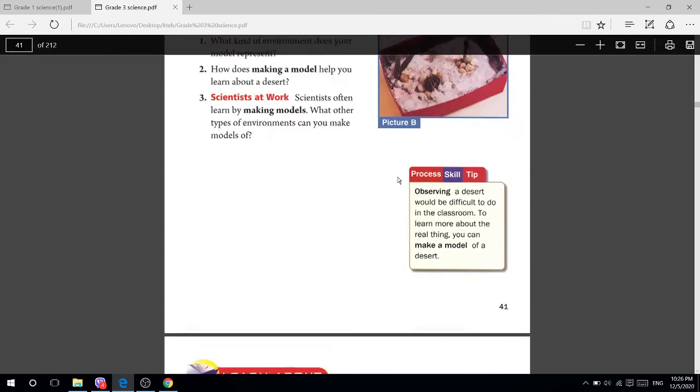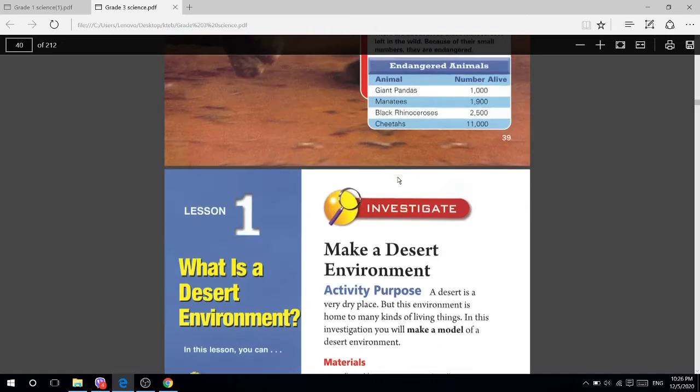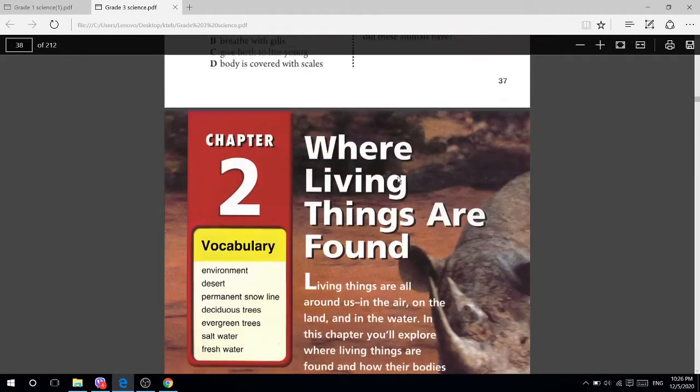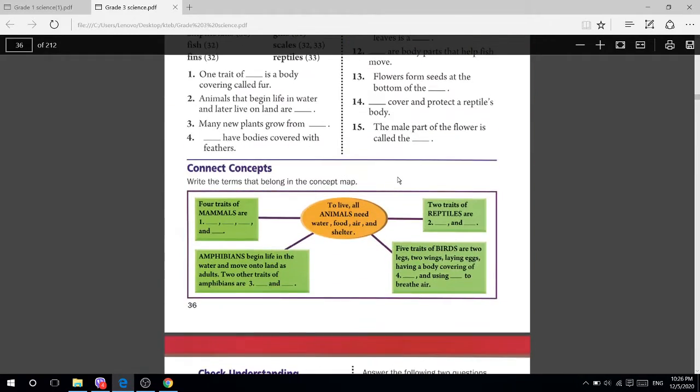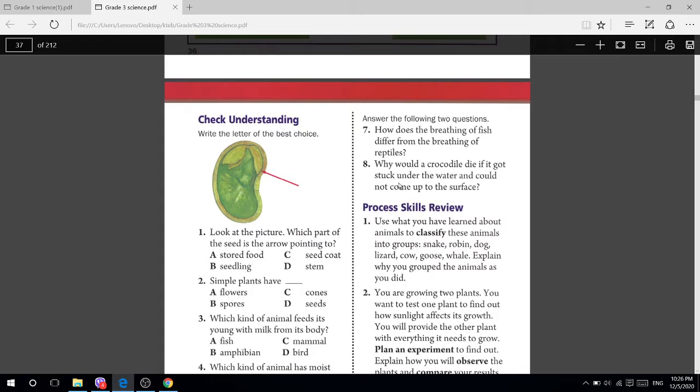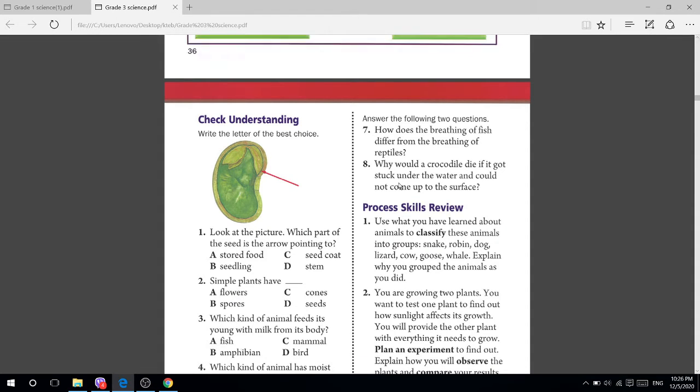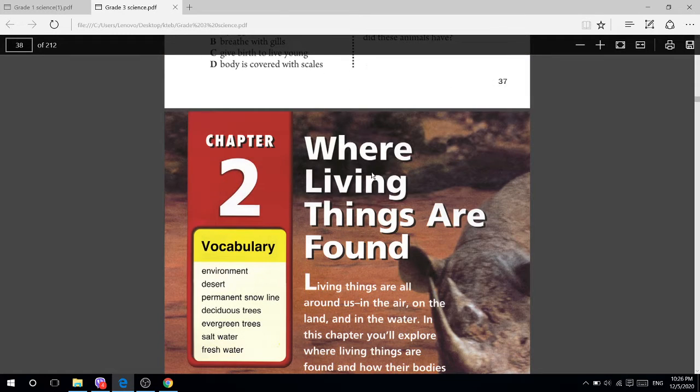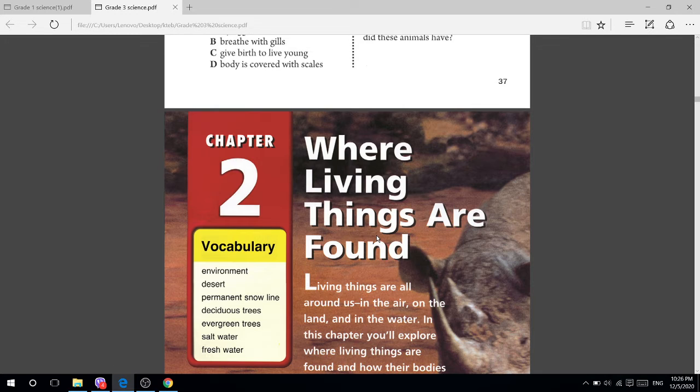Desert environment. Previous lesson, do you remember? We solve those questions, and those questions are very important. And today, where living things are found, okay?